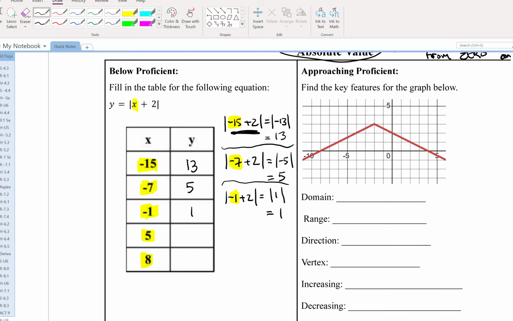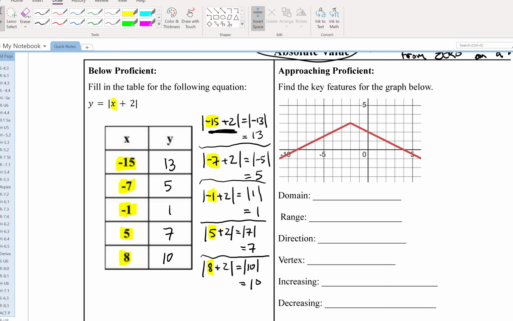And then let's say 5. Absolute value of 5 plus 2, where now I put in that value 5. So here, 5 plus 2, absolute value of 7, and that is 7. And then we've got absolute value of 8 plus 2. 8 plus 2 is 10, so the absolute value of 10 is 10. So those are our values.